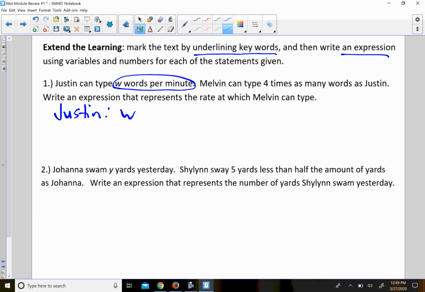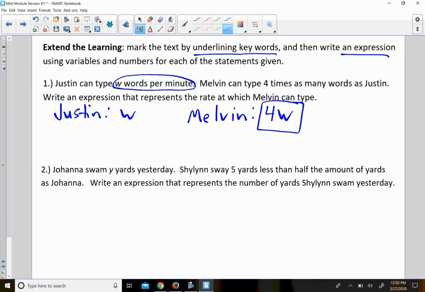Melvin can type 4 times as many words as Justin. So write an expression that represents the rate at which Melvin can type. All right, well, Melvin can do more because he does 4 times as much as Justin. So basically, if Justin does 10, Melvin can do 40, right? 4 times 10 would be 40. If Justin can do 100, well, Melvin can do 400. 4 times 100 would be 400. So Melvin is really 4 times Justin's rate. So this would be the expression to represent Melvin.